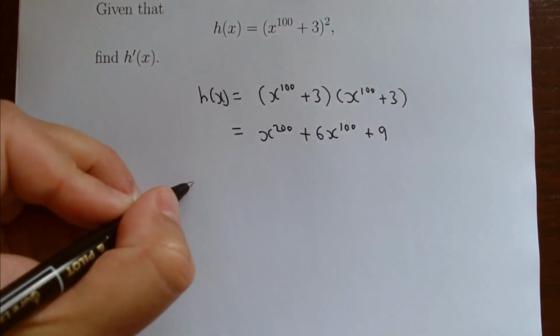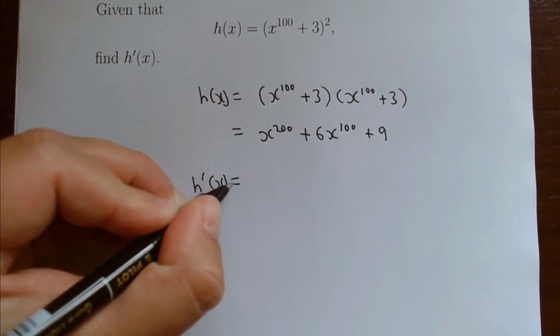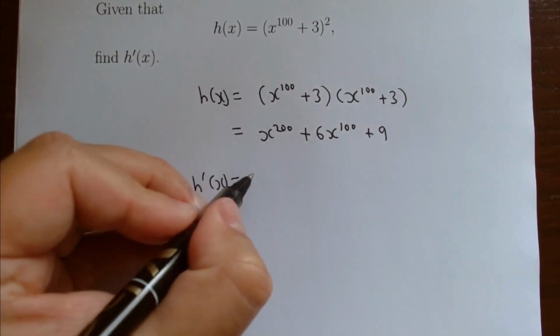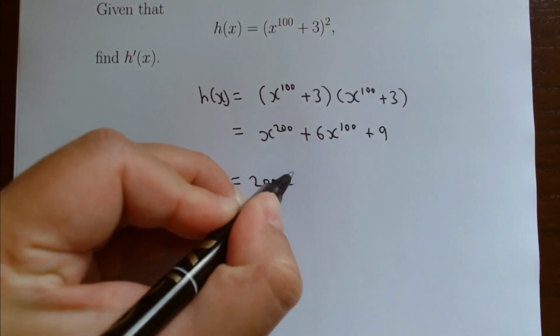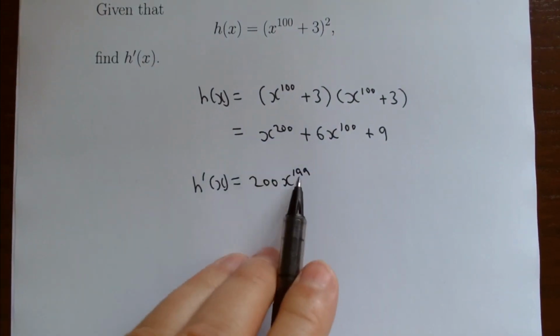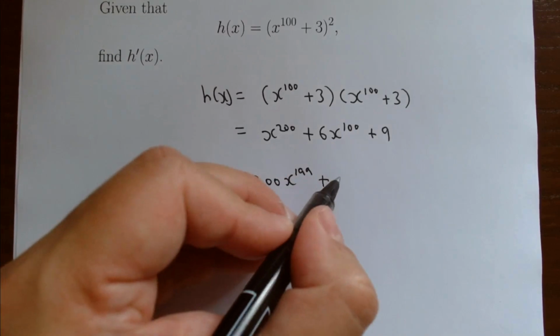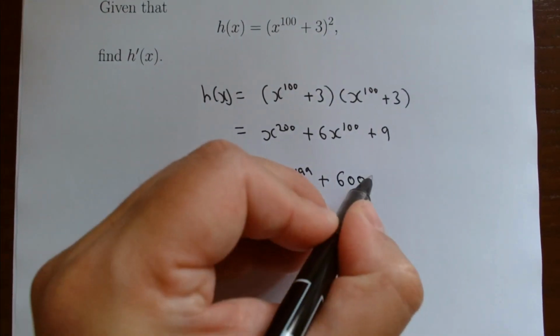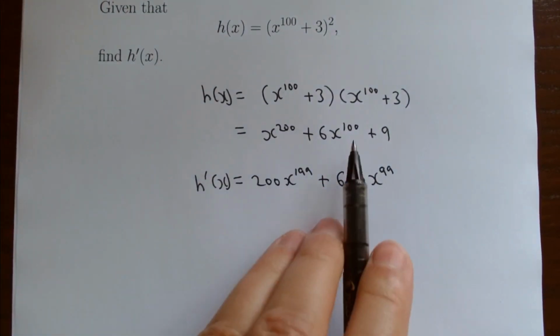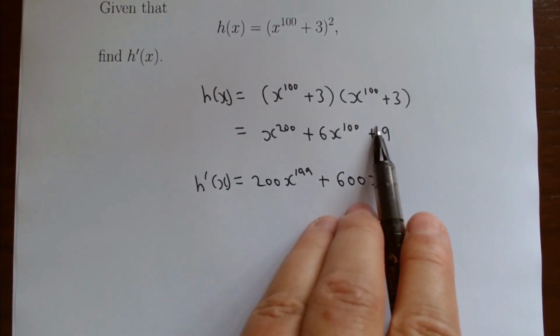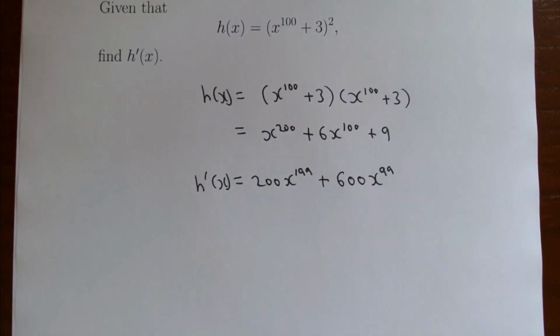And now we can differentiate. So the 200 comes down and minus 1 of the power, and the 100 comes down, multiplies to 6, you get 600, and minus 1 of the power, and the plus 9 becomes a 0.